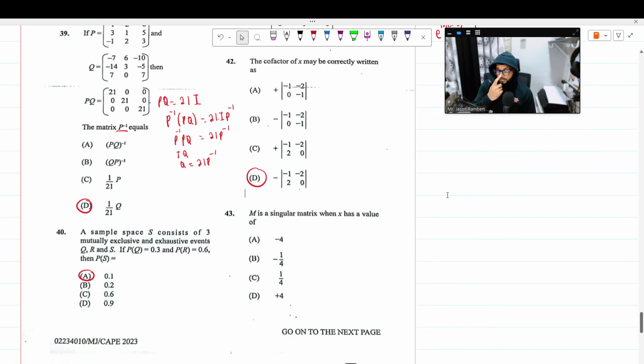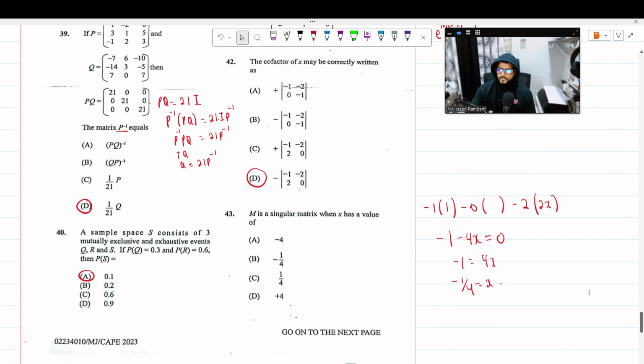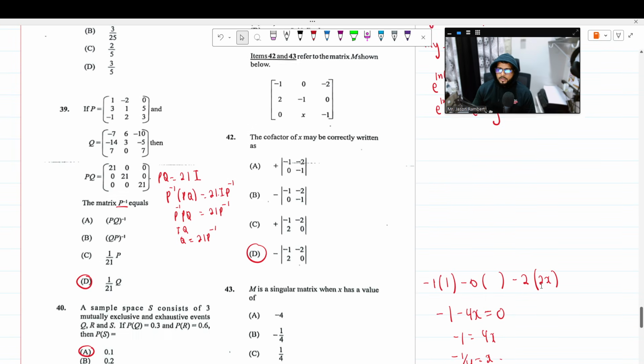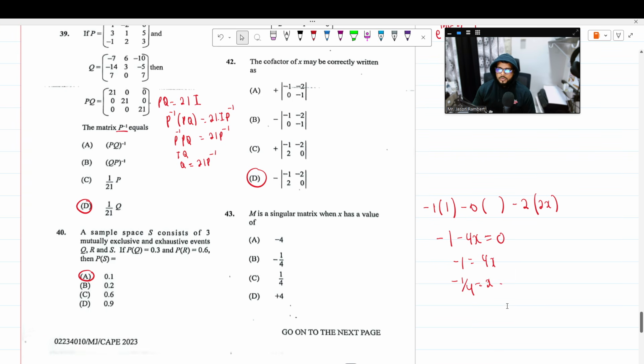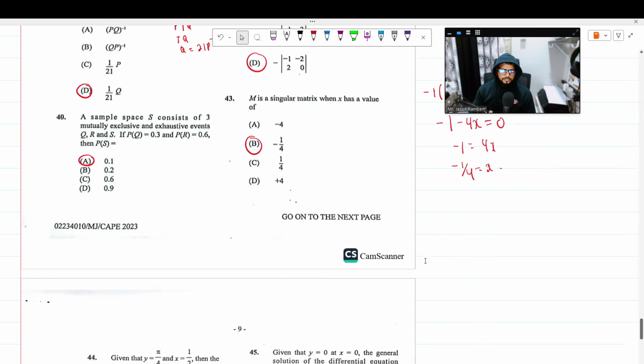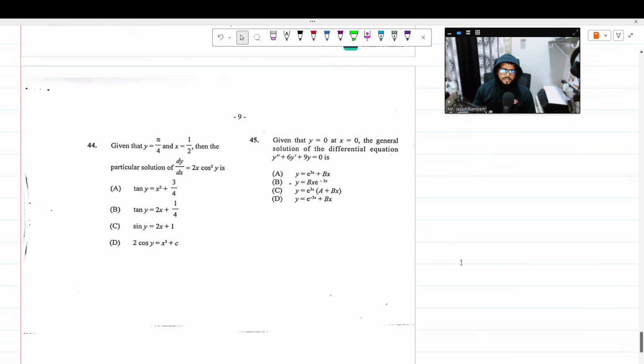And M is singular when x has a value of, so bringing across the working for the determinant of the matrix M from the previous year, we will get the determinant to be minus 1 minus 4x. For a singular matrix, the determinant is equal to 0. So when we solve, we get x to be minus a quarter. Given the integral from pi on 4.5, we would get 1 on cosine squared, which is sec squared, and I integrate, I get tan. So the answer for this is A.